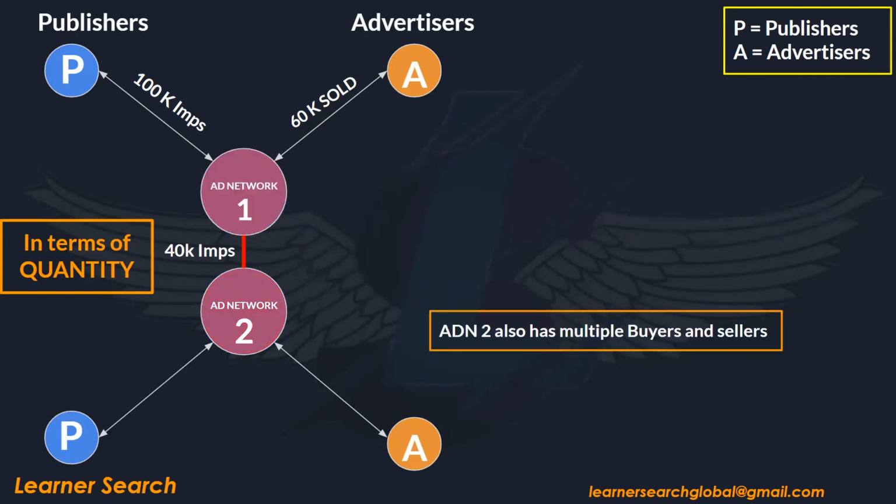Now what happened here? Just read it. Ad network 2 has multiple buyers and sellers already. So what do you explain till now? Okay, so what happened? Now, ad network 2 is having buyers and sellers again.